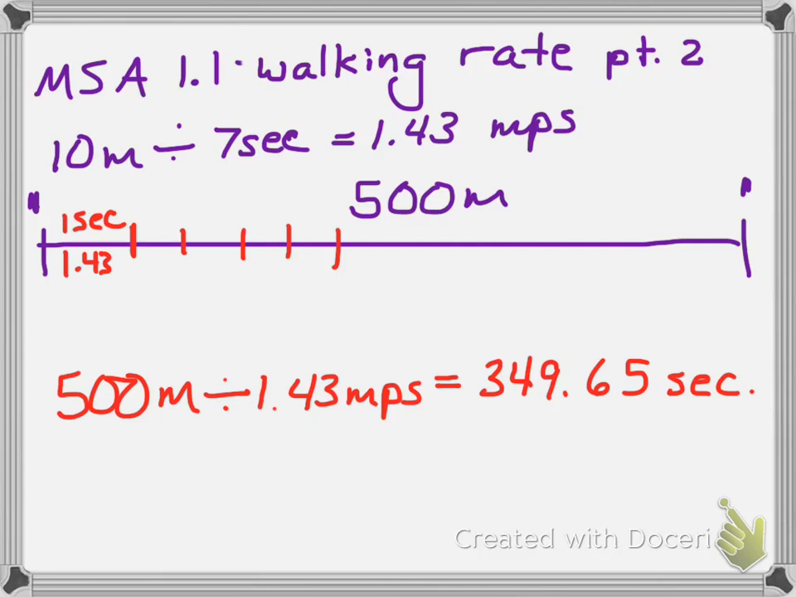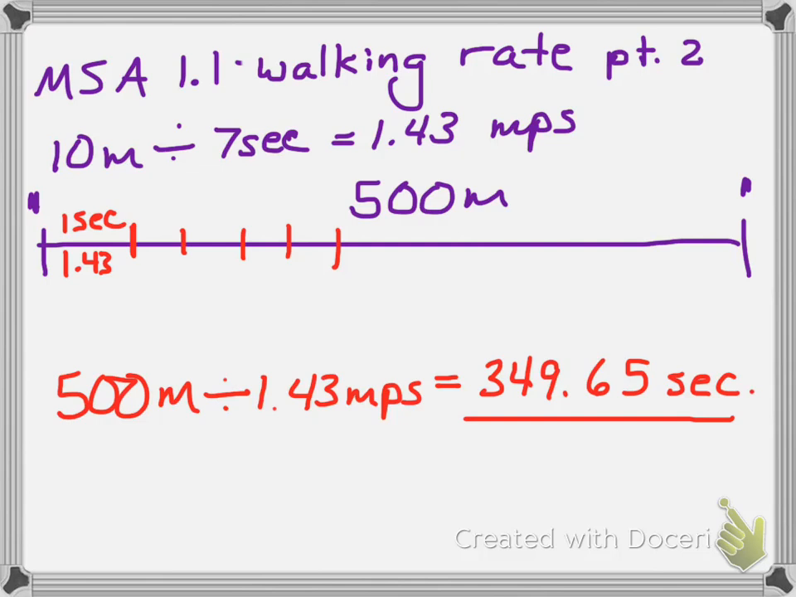So that tells me 349.65 seconds to walk 500 meters at a rate of 1.43 meters per second. My common sense test is, we discussed that if I was walking at 1 meter per second, it should take me 500 seconds to walk 500 meters. I'm walking faster than that, which means I should get there quicker than 500 seconds. And if I look at my answer of 349.65 seconds, that's actually less than what it would have taken me if my rate was 1 meter per second. So I know that answer is at least legitimate.